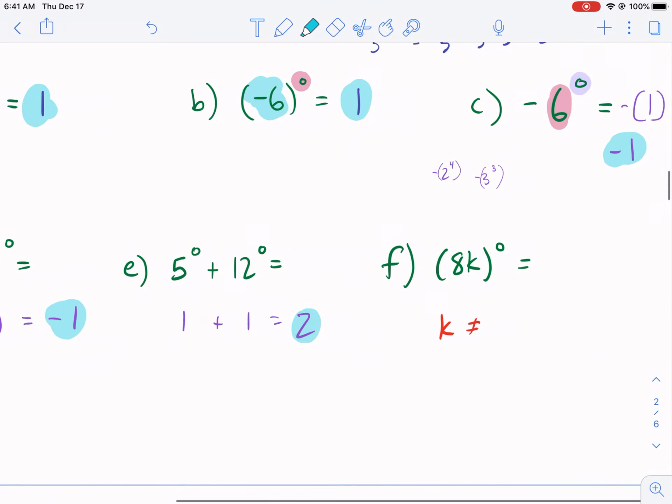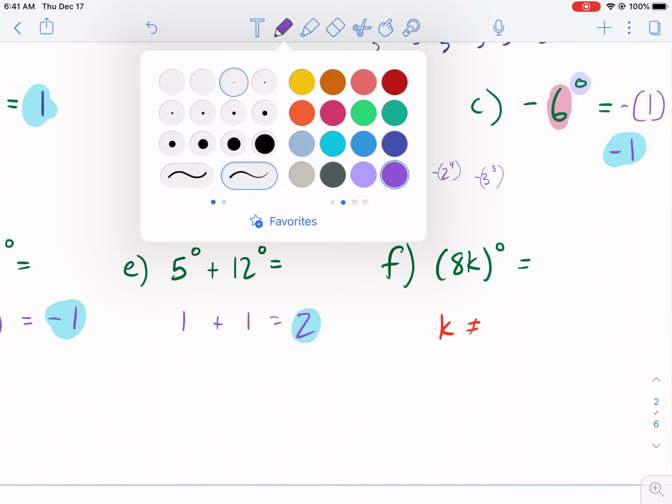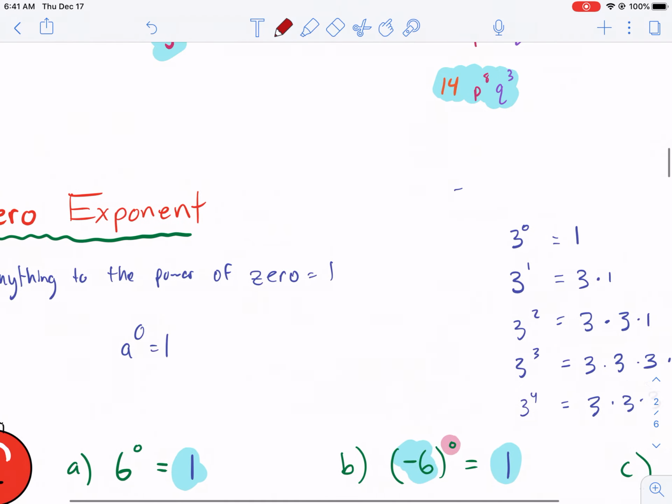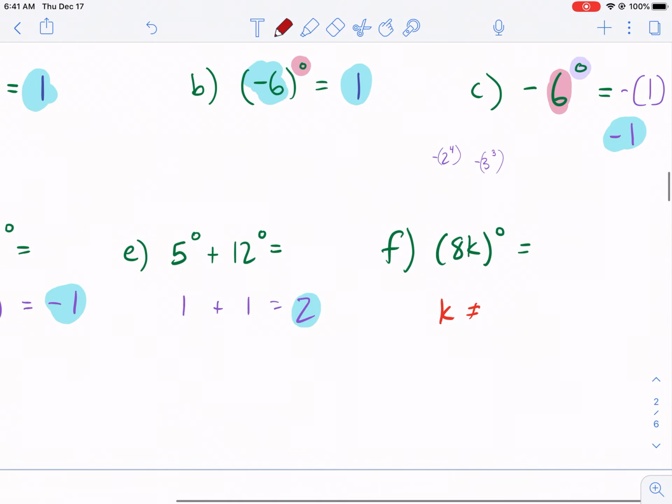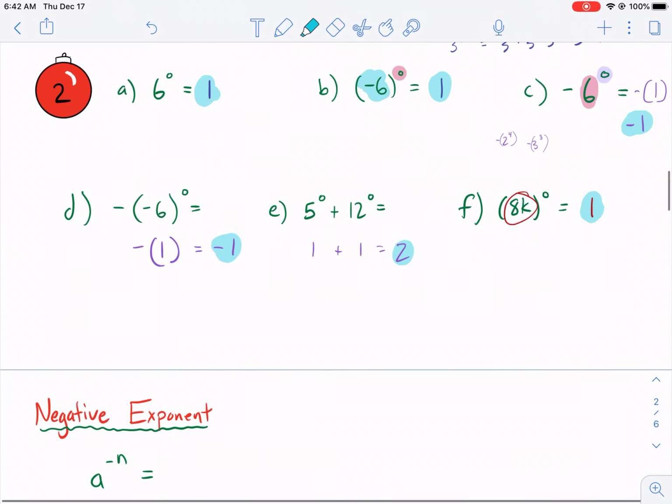Okay, then we have 8 times, this is that one. This is what I was talking about earlier, and I'm hesitant to write this, so I'm just going to erase that. You saw nothing. So then we have 8 times k to the 0 power. And it doesn't even matter what's inside here. It's going to be 1. So that value of k could be anything, and it's going to be 1.